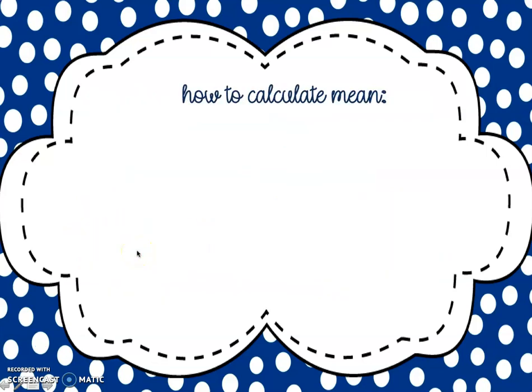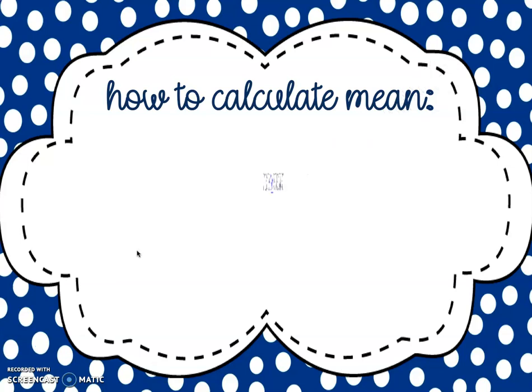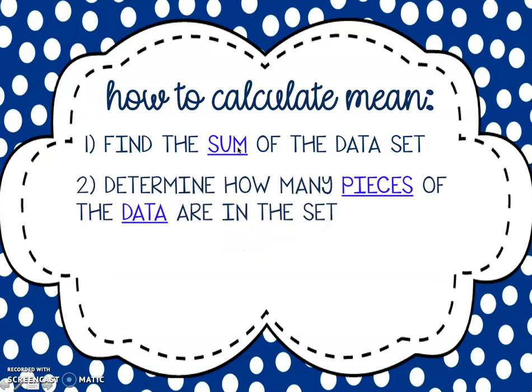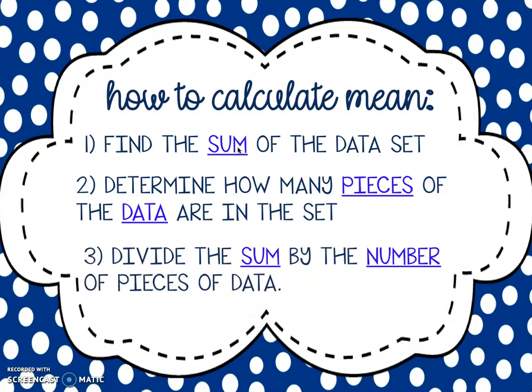So to do that, there's 3 super easy steps. And the first one is to find the sum of the data set. And we talked about in class that finding the sum is just a fancy way of saying to add them all up. Okay. Then you're going to count up how many pieces of data you have. So determine how many you have. Then you're going to divide the sum by the number of pieces of data.